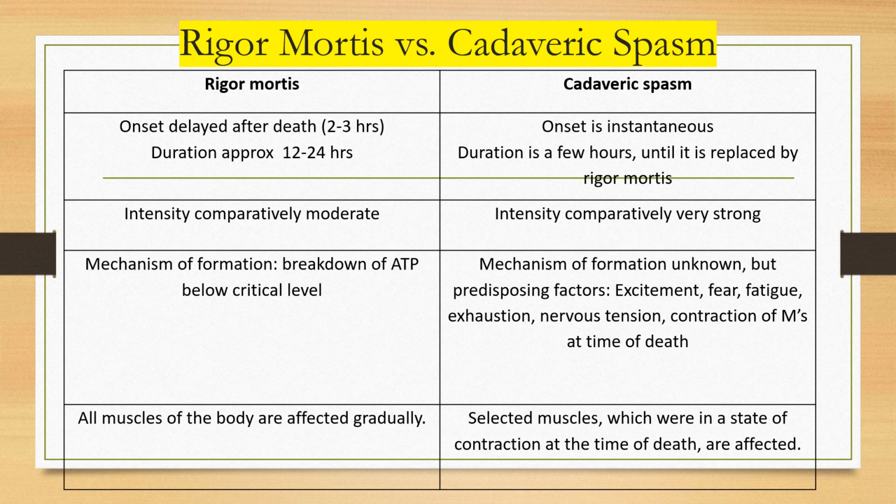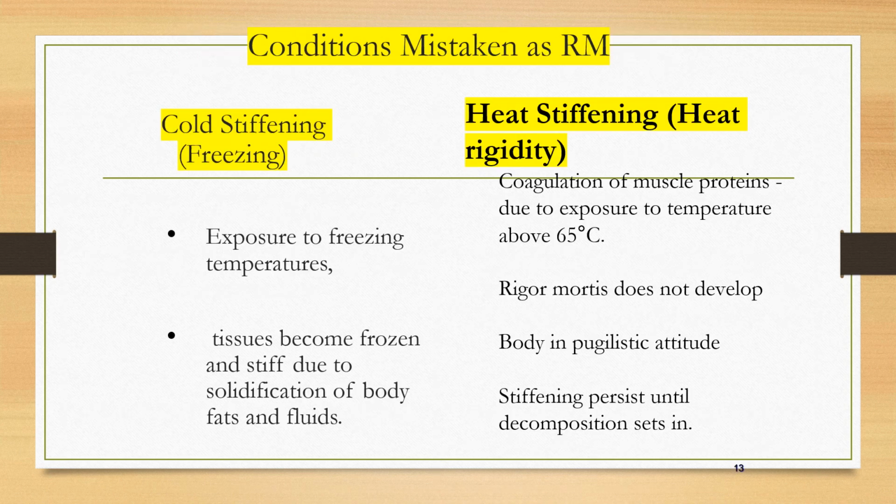The mechanism in rigor mortis is ATP below critical level, and in cadaveric spasm it is excitement, fear, fatigue, exhaustion, nervous tension, and contraction of muscle at the time of death. In rigor mortis all muscles of the body are affected gradually, and in cadaveric spasm selected muscles which were in a state of contraction at the time of death are affected.